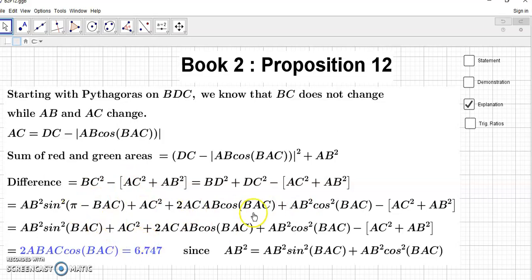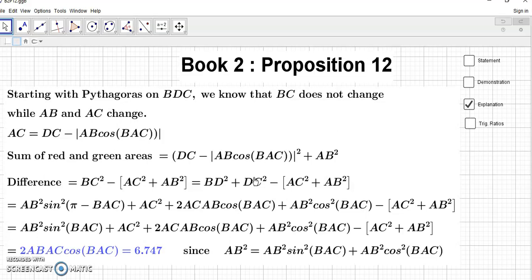And so when you do the calculation, you'll see eventually that 2 AB AC cos BAC is the difference. And that's all there is to the cosine formula. By going over this, you should be able to understand the cosine rules. So that's probably the most important part of book 2. There are a couple more propositions, but they're not really that interesting or remarkable.